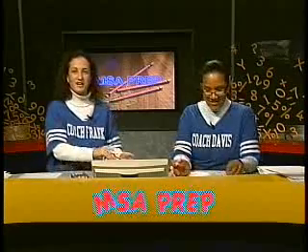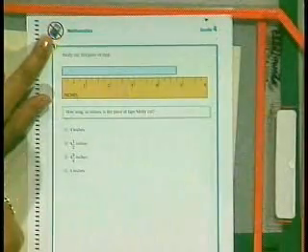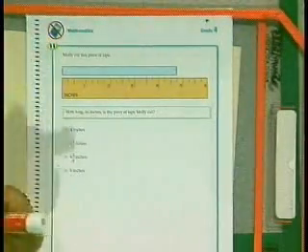And off to Coach Davis for a grade 4 question. I love all these questions. They're so much fun. Yes, and so I have a grade 4 question. And notice here that you are not allowed to use your calculator for this particular question.